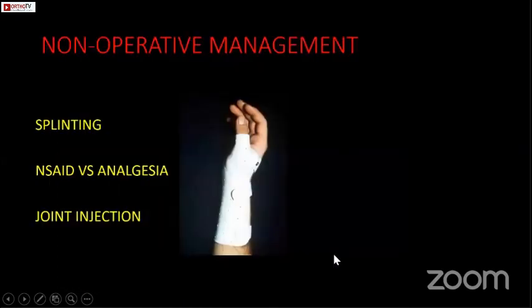So having classified the disease, what would you do with the patient? Of course, non-operative treatment is essentially tried in the form of splints. You can give NSAIDs, which reduce the inflammation of the joint, and you can give a local steroid injection in the joint.